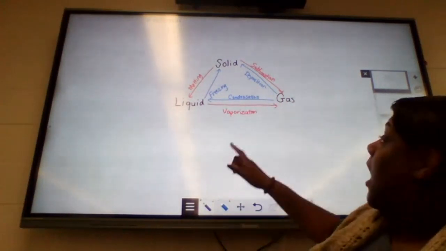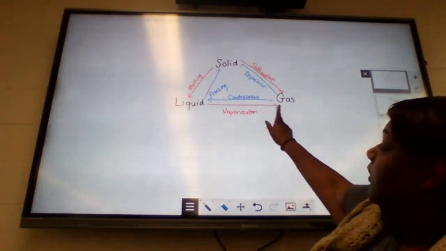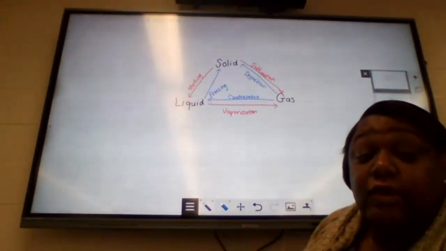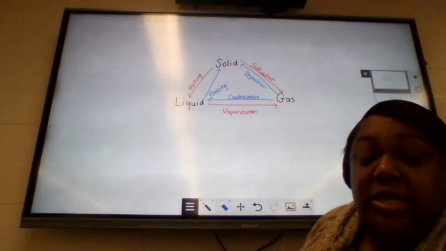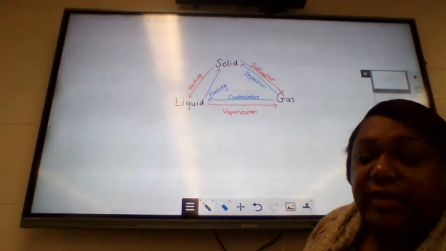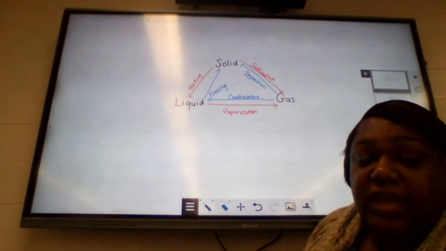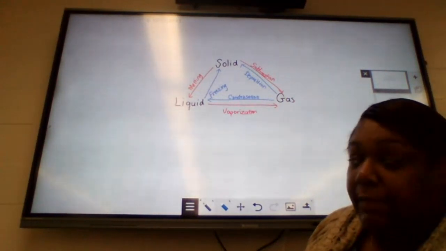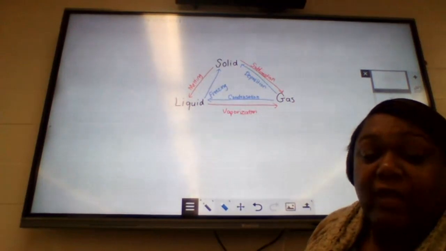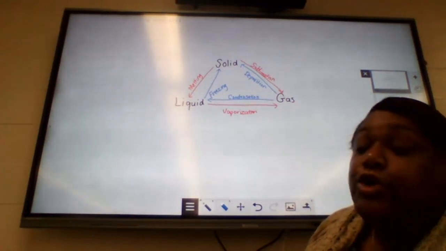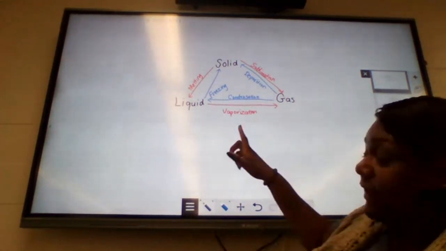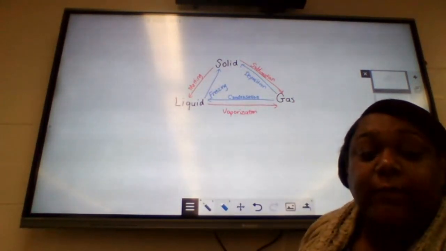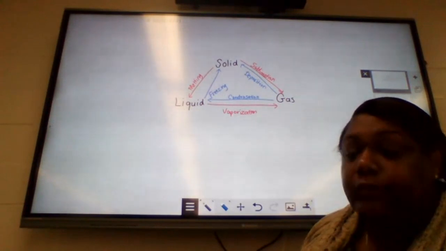When we go from liquids to gases, most people are familiar with that process. That process is known as vaporization, not evaporation. There is a difference between vaporization and evaporation. So please make sure you remember that going from liquid to gas is known as vaporization. When you go from gas to liquid, that process is known as condensation. And most of us are familiar with that from the water cycle.